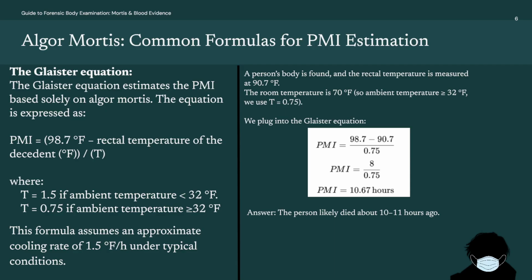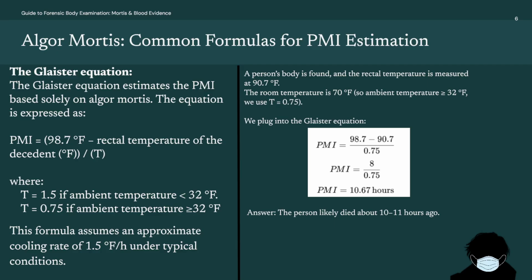The equation is expressed as PMI equals 98.7 Fahrenheit minus the rectal temperature of the decedent, divided by T, where T equals 1.5 if ambient temperature is less than 32 Fahrenheit, or T equals 0.75 if ambient temperature is greater than or equal to 32 Fahrenheit. This formula assumes an approximate cooling rate of 1.5 Fahrenheit per hour under typical conditions.